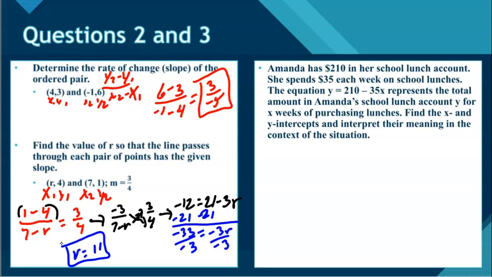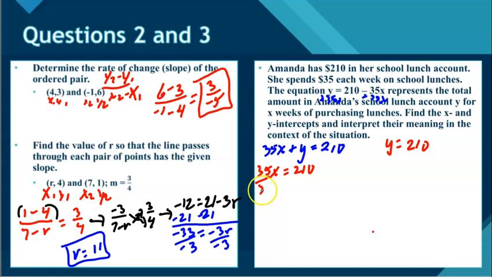So to do this, I want to make my x and my y on the same side. So I'm just going to be adding 35x to both sides. So I really have an equation of 35x plus y equals 210. Now to find the intercepts, if I want to find the y-intercept, I know x is 0. That's going to give me y equaling 210. And then over here, I would have 35x equaling 210 because y would be 0.